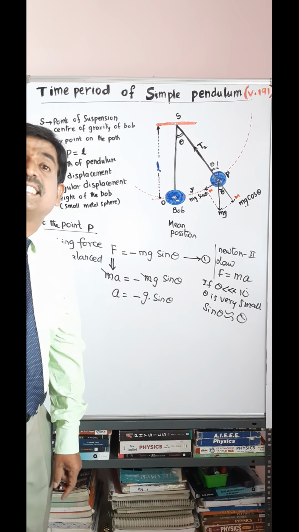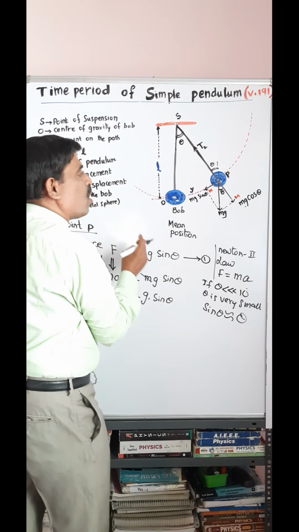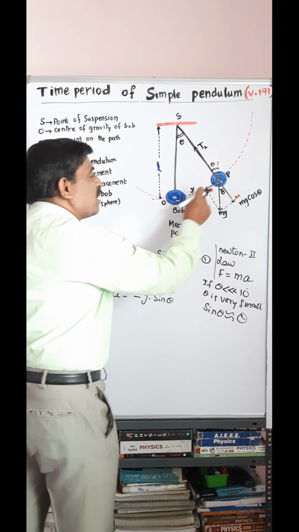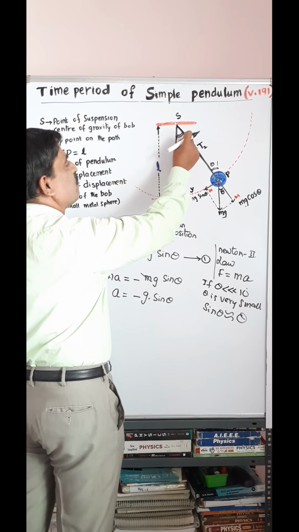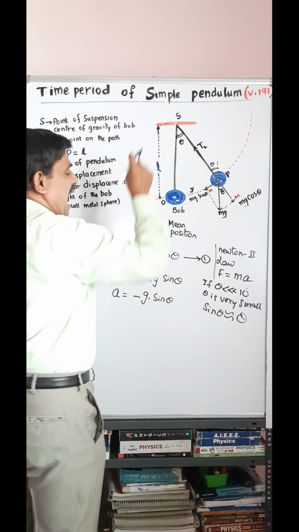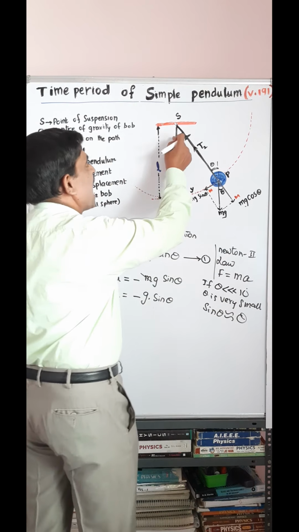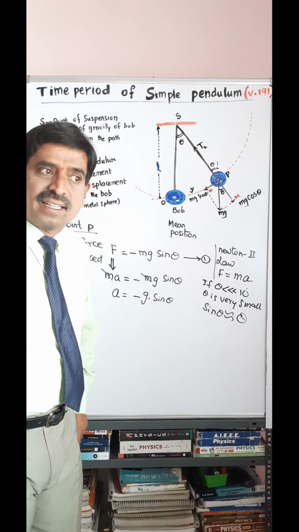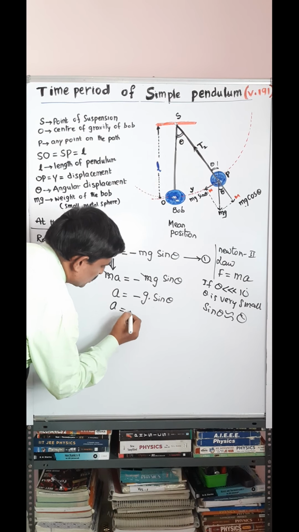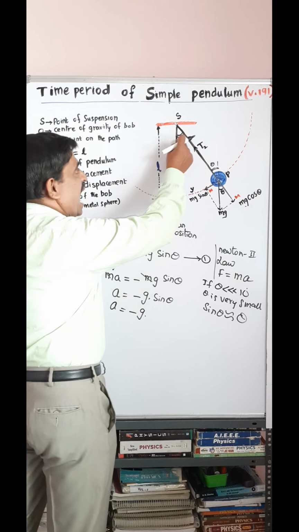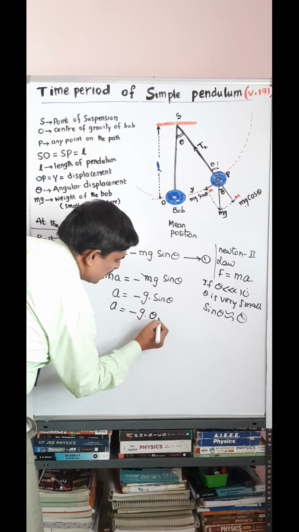In the case of simple harmonic motion, the simple pendulum is oscillating to and fro. Now the amplitude must be very small, which means this angle is very small. In the case of a smaller angle, sin theta can be written as theta. This theta we are calling the angular displacement. So a is equal to minus g into theta, since this angle is very small and sin theta can be taken as theta.